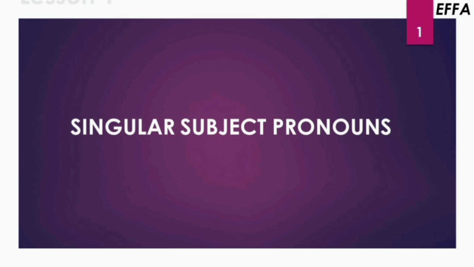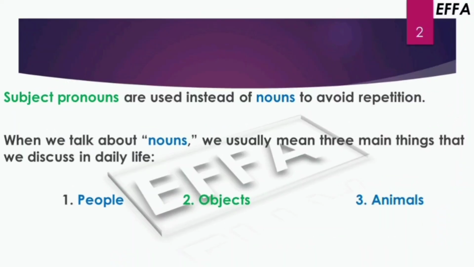Well, let's begin. Today we are going to talk about pronouns in English, what they are and why they are used. Subject pronouns. Subject pronouns are used instead of nouns to avoid repetition. When we talk about nouns, we usually mean three main things that we discuss in daily life. Number one, people. Two, objects.